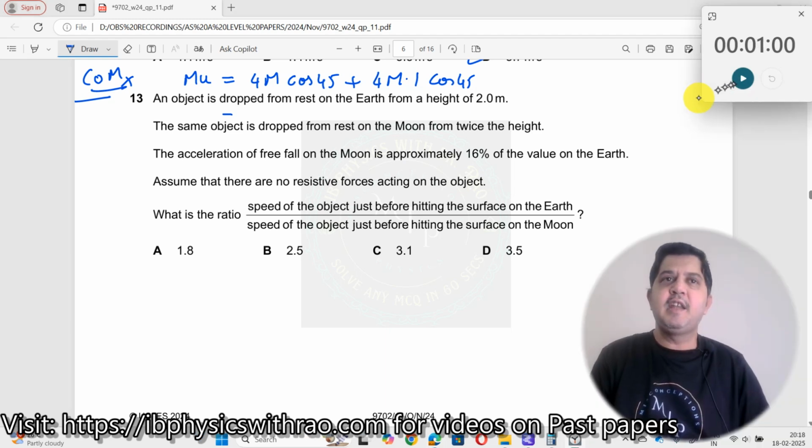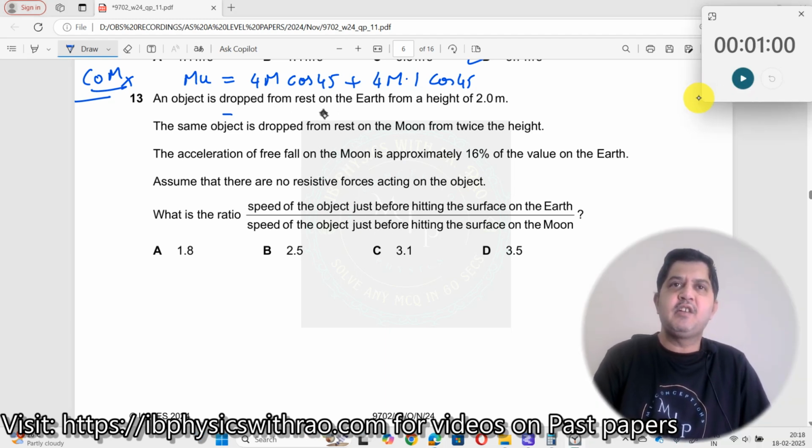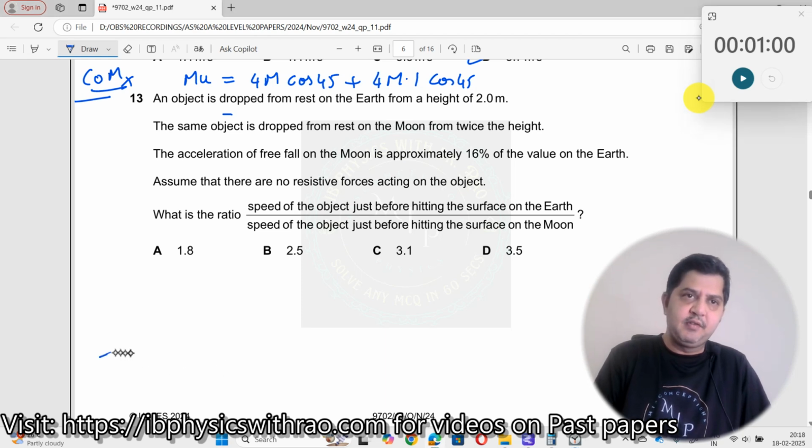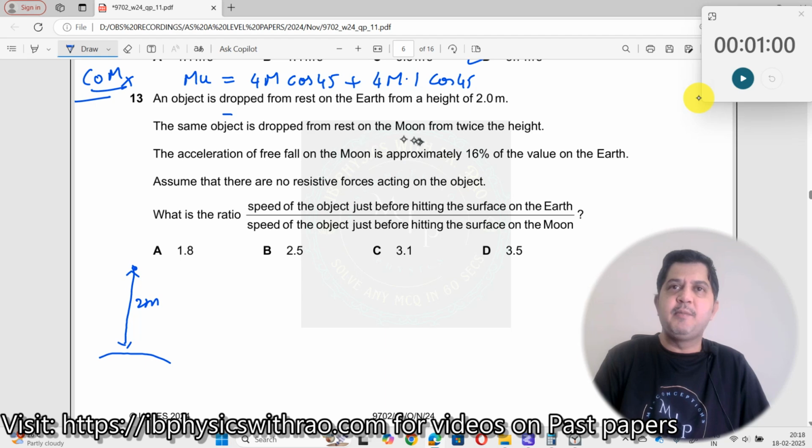Question number 13. An object is dropped from rest on the earth from a height of 2 meters. This is the earth, so you are dropping it from a height of 2 meters. And then the same object is dropped from rest on the moon from twice this height. Let me type this as h over here. From moon. This is earth.